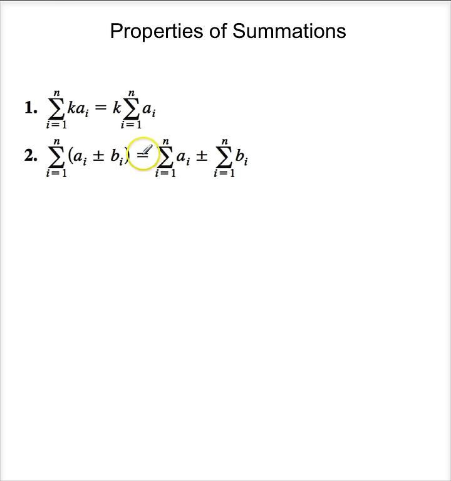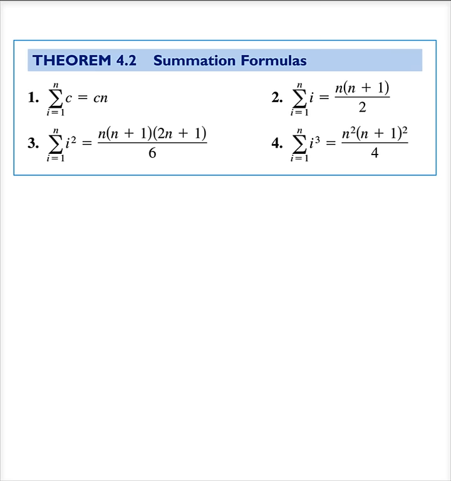There are some properties of summations that make your life easy. If I multiply every term by a constant, I can factor that constant out. And if I'm adding two sums, if I'm summing two different functions here, then I can break those apart. Now, here are some summation formulas you just need to memorize. The sum as i goes from 1 to n of c is c times n. Think of factoring it out.